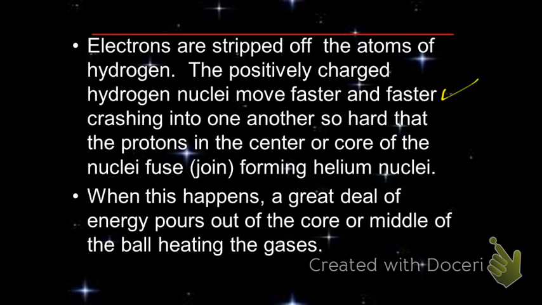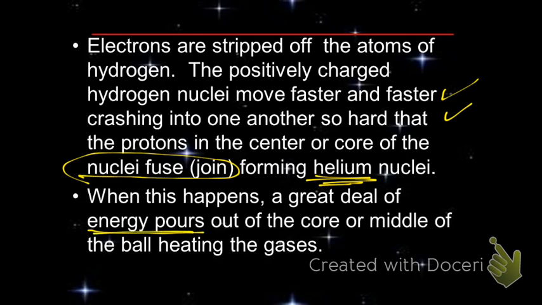Faster and faster, crashing into each other so hard that the protons in the core can fuse together. So they slam into each other and join. When that happens, they form helium. When that happens, energy is given out and we end up with a ball of heat and gas. So we end up with a star. Smash them together, eventually they join, and it turns into a star.